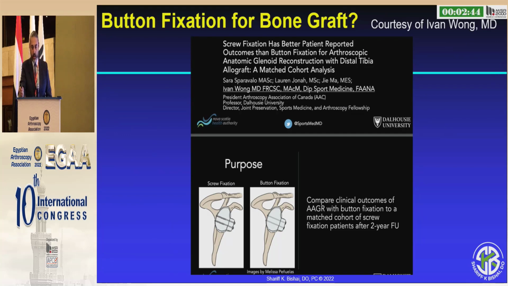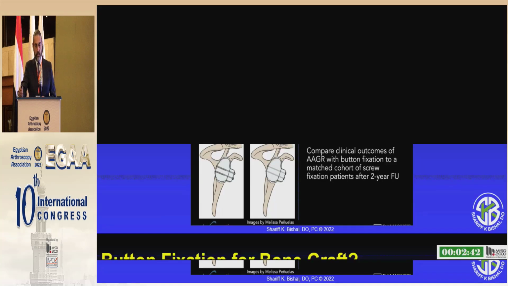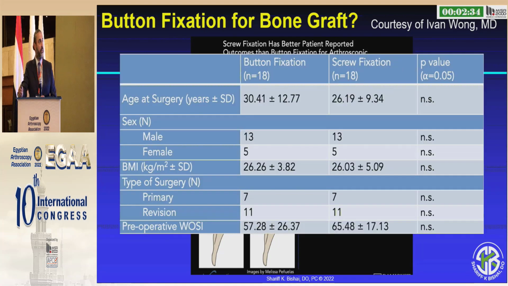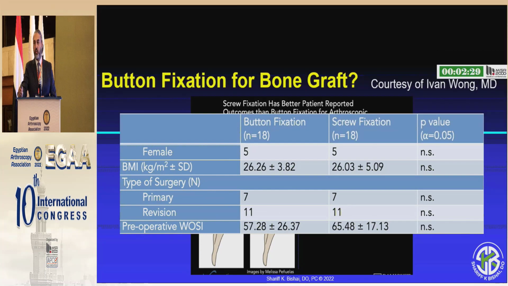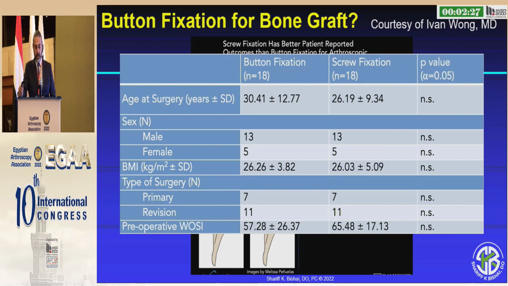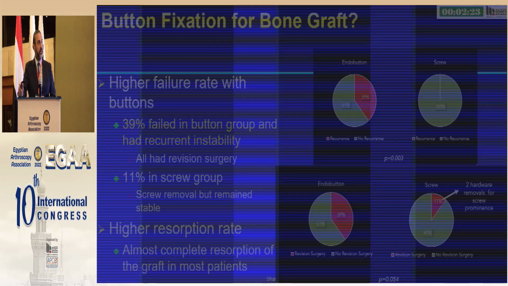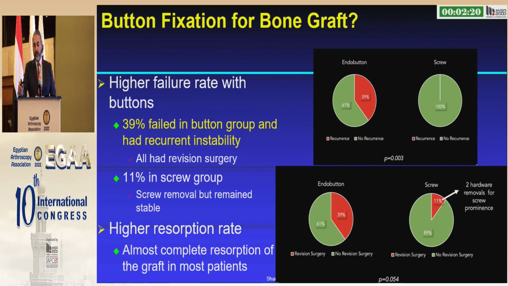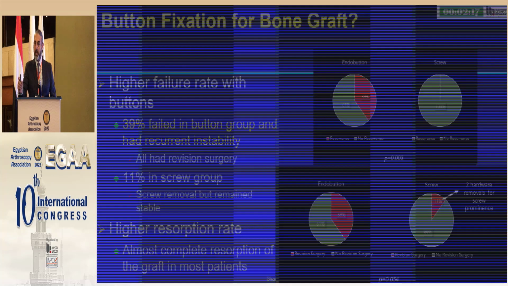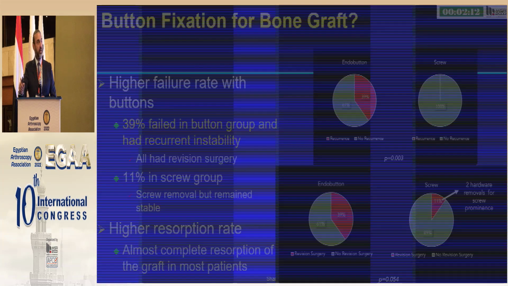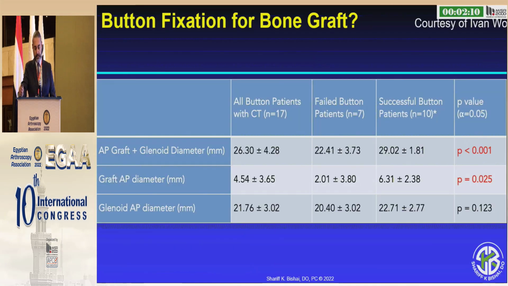My dear friend Ivan Wong in Canada is a big proponent of using a distal tibial allograft for a bony procedure instead of using the coracoid. He's found great work, and he showed this, and he put a side-to-side study together comparing screw and button fixation. Button fixation seems to be a big trend these days. One of the things he noted, though, is in the buttons, he had a 39% failure rate. And many of those is because the buttons loosened up, the screws did not. So be very careful. If you want to do this procedure, be careful of doing it with buttons.